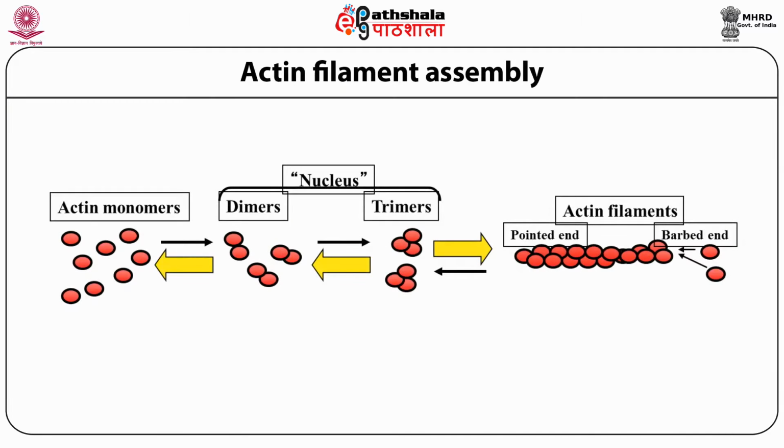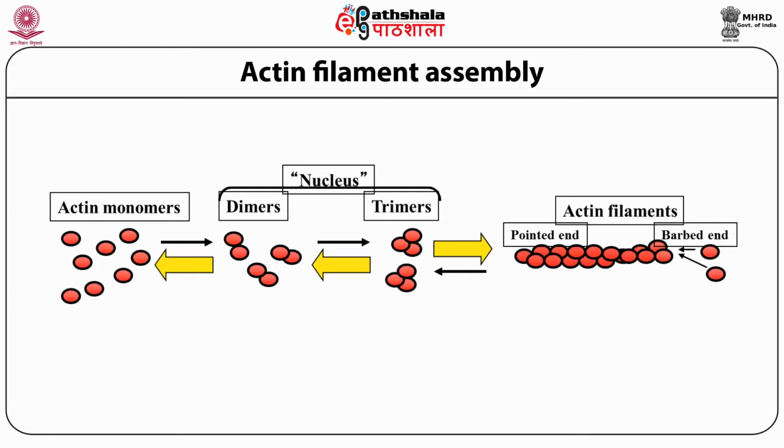Here I have shown the model of how actin filament assembly takes place. The G-actin, that is actin monomers, are shown as single round-shaped structures, which slowly form dimers and trimers. In this state, the formation of dimers and trimers is much slower, and this is called nucleation. Once this nucleus is formed, the actin filament elongates.